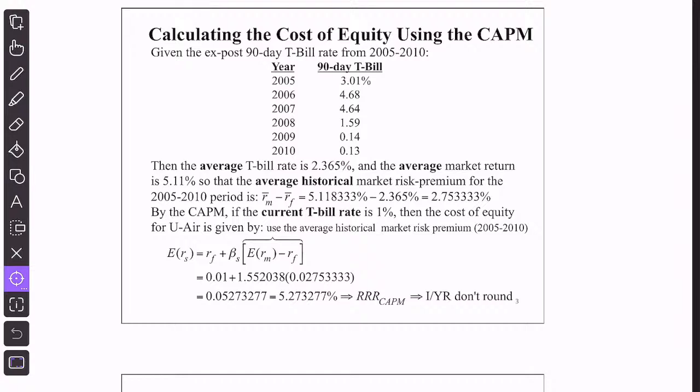If you go back, previously we used a 10% required rate of return. And we just found using CAPM that it should be about 5.27. So this makes it more likely, because this is not so high a return for that level of risk, that UAIR is going to accept projects than if you use 10%. So that's really important to know.